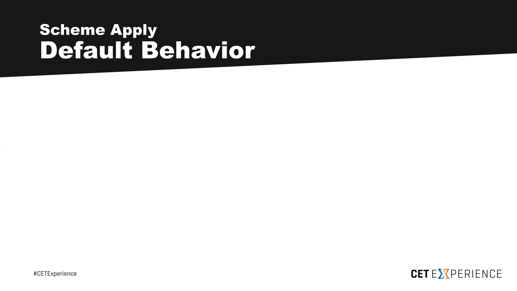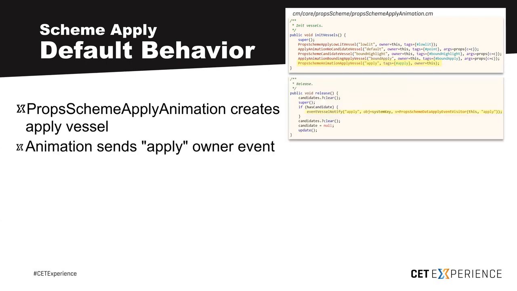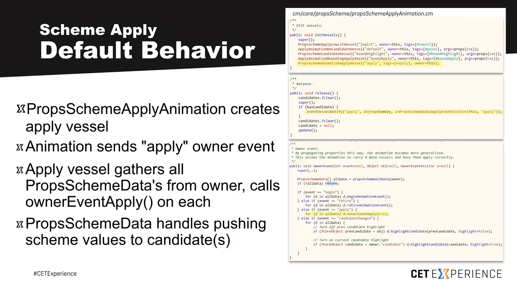But first, I'm just going to go through what the default behavior is. So we have here the prop scheme apply animation creates an apply vessel. It then sends an apply event to that vessel. And then the vessel is going to handle the push. It's going to grab any prop scheme data that are associated with the animation. And then for each one of those, it's going to call that owner event apply, which is just going to push to all of the candidates being snappers, which means you don't really have a say over picking specific sub-objects of snappers to push to in this particular case.